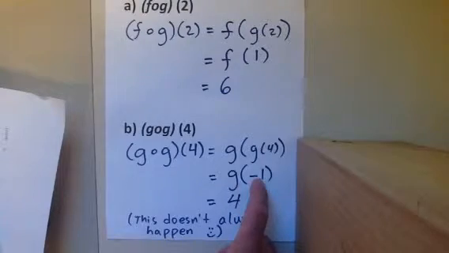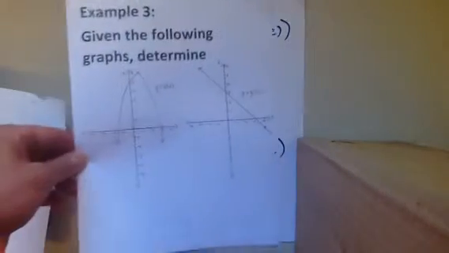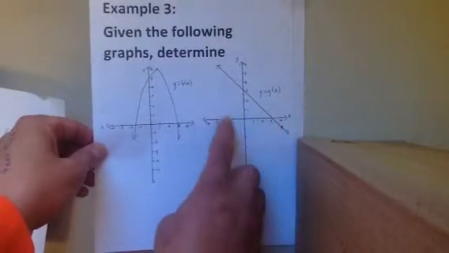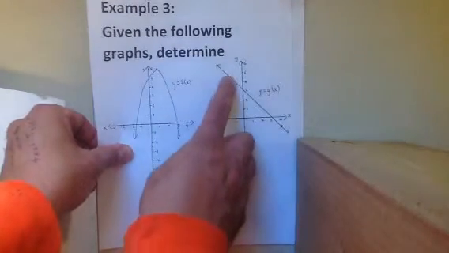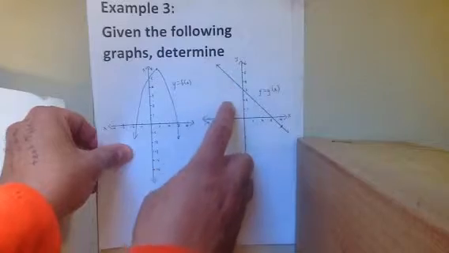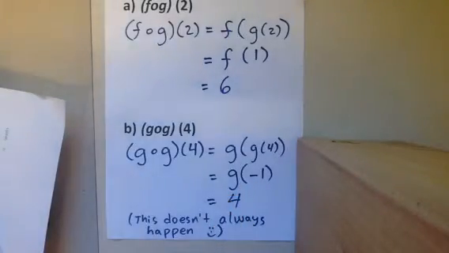Well, what is g at negative 1? We come back over here, and we move over to negative 1, and we go up and find out what y equals. And we see that y equals 4. So we can say that the final answer is 4.